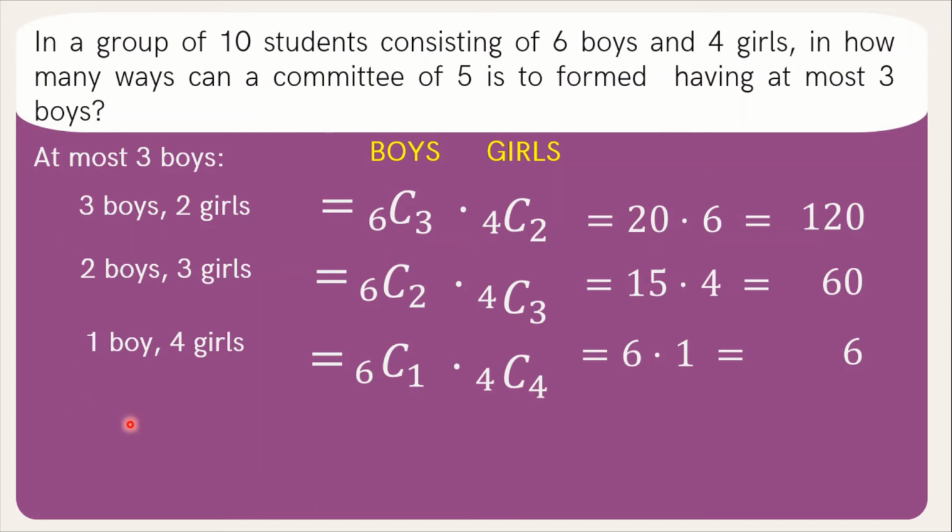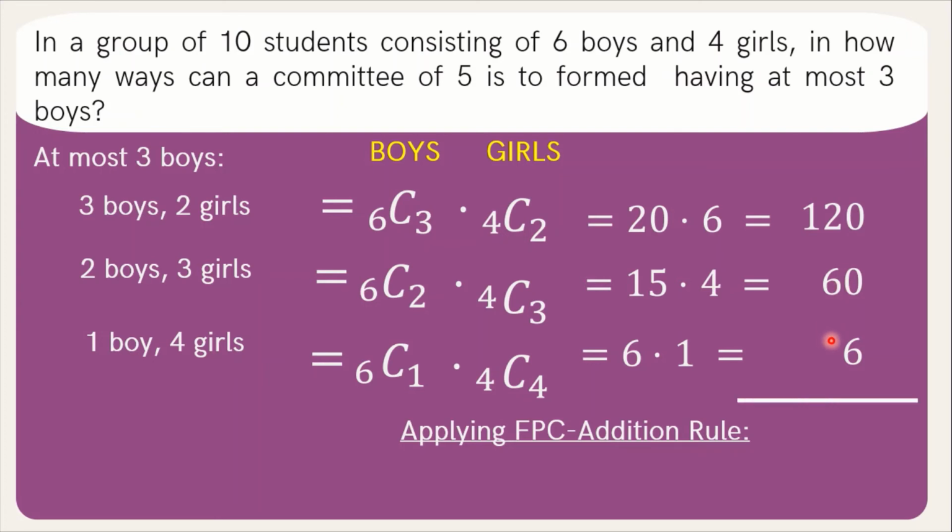Since all these ways satisfy our condition na at most 3 boys doon sa ating committee, what we need to do is we apply the concept of addition rule ng counting principle. So we simply add itong mga na-solve natin na results for each ways. So we have 120 plus 60 plus 6 is equal to 186.